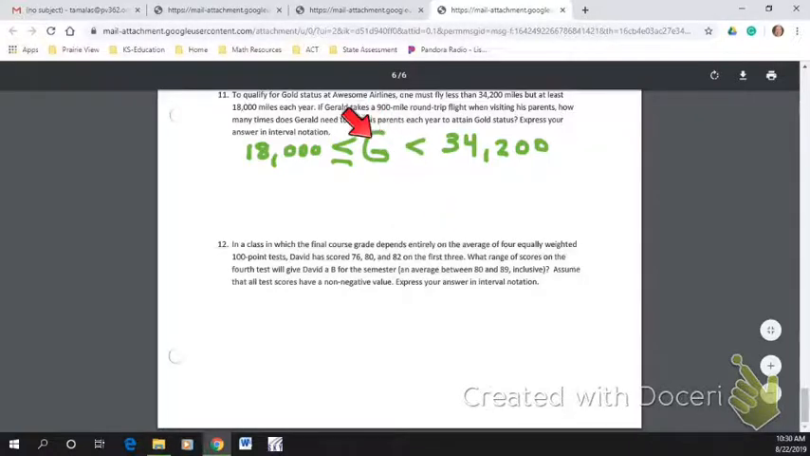All right, so let's replace this G, okay? The G stands for gold status, but what does he have to do? He has to take 900-mile round trips. We just don't know how many, right? To figure out his total miles, they are going to equal 900 times the number of trips. Do you agree? So to reach gold status, 900 times his trips will tell us his total miles. So maybe G is total miles.